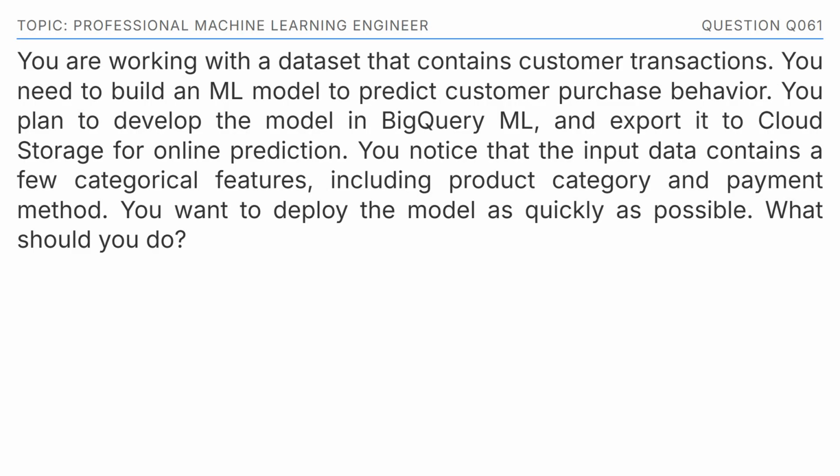You are working with a dataset that contains customer transactions. You need to build an ML model to predict customer purchase behavior. You plan to develop the model in BigQuery ML and export it to cloud storage for online prediction. You notice that the input data contains a few categorical features, including product category and payment method. You want to deploy the model as quickly as possible. What should you do?